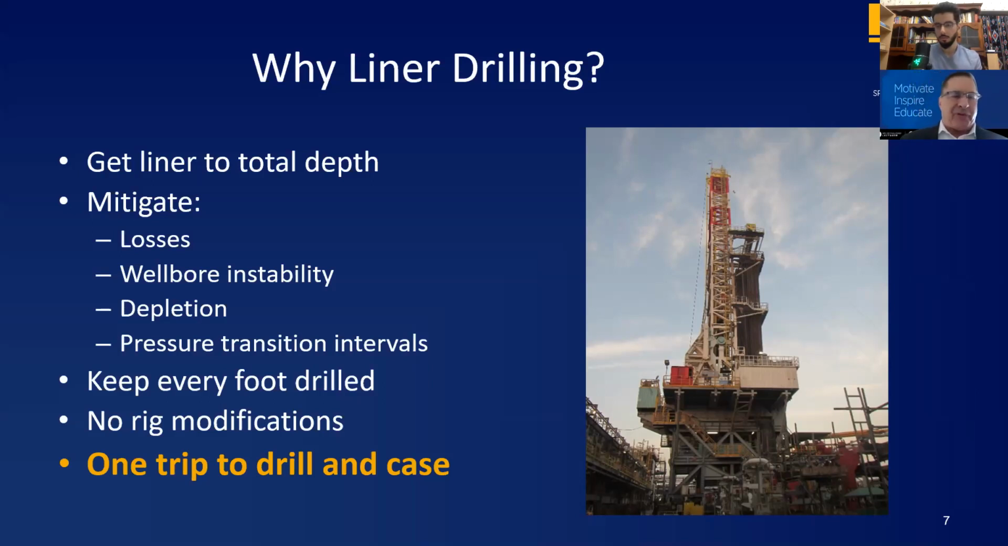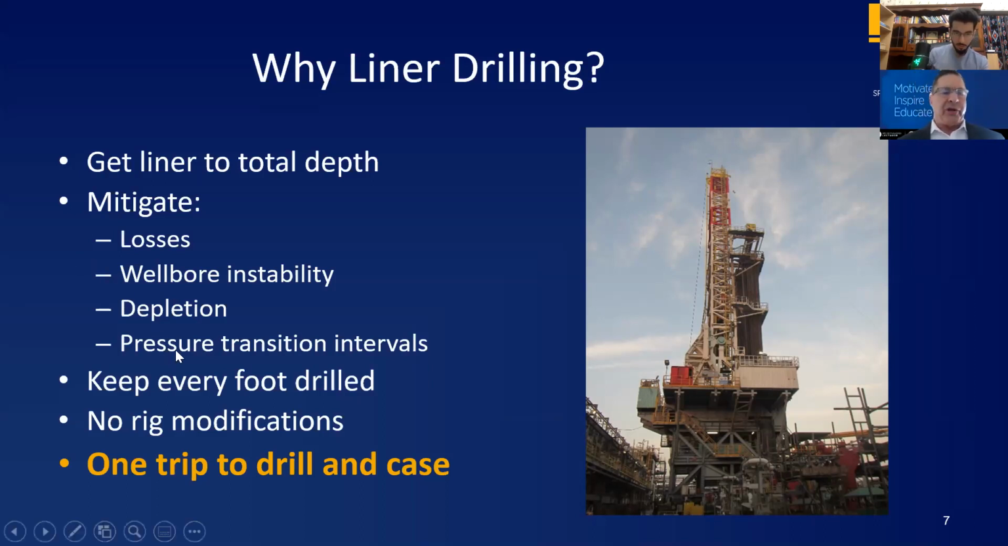When you don't have to make a connection every 90 to 135 feet, and you've got a depleted sand, that minimizes the connections across the depleted sand. What do you think the mechanism for differential sticking is? It's being stuck on the slips when the pipe's not moving. So the longer you can rotate through that depleted sand, the better your odds are to mitigate that depletion.